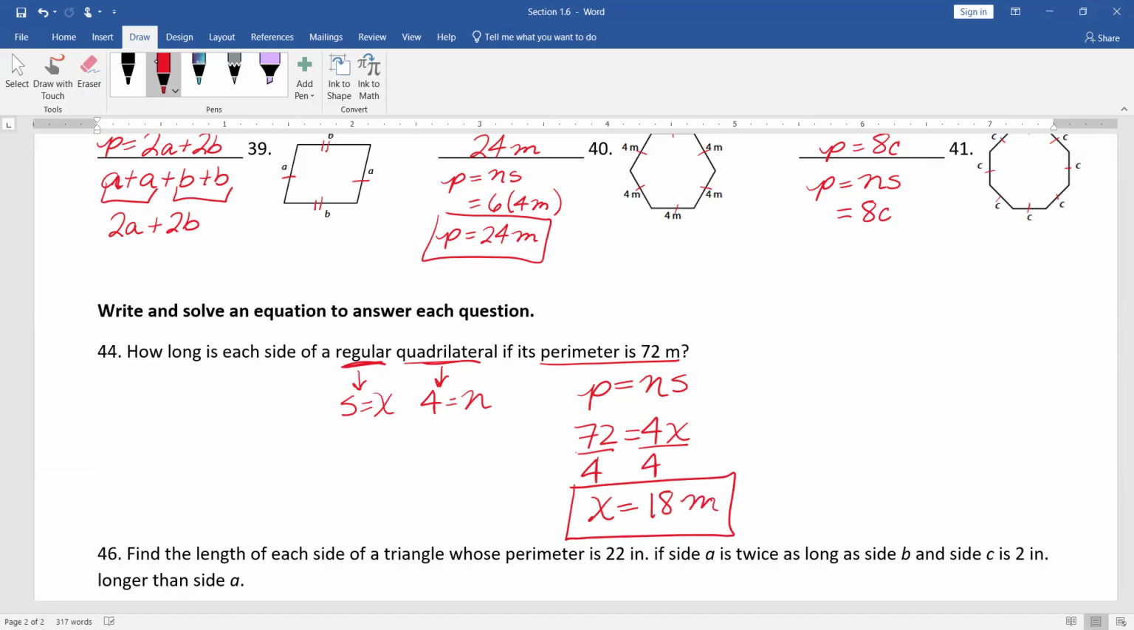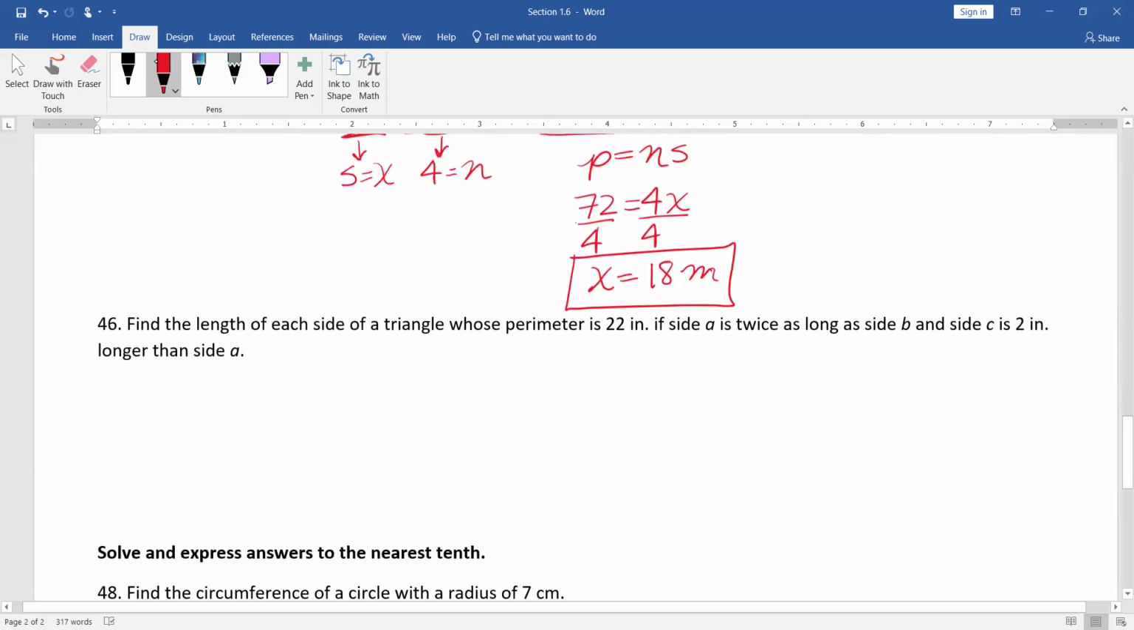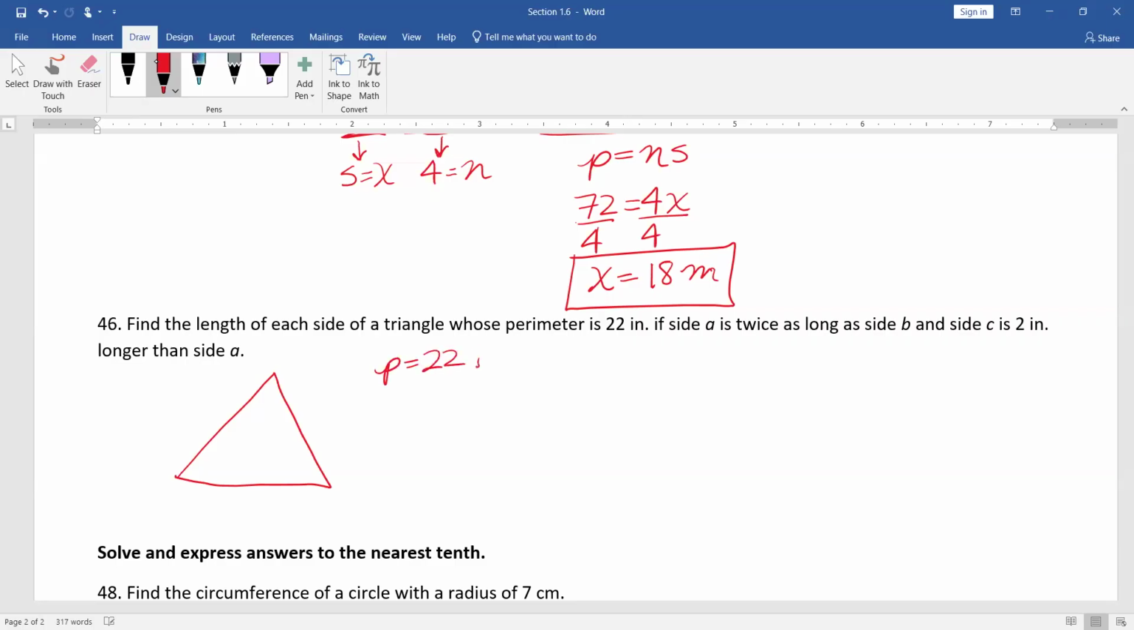So each side has a length of 18 meters. Okay, find the length of each side of a triangle whose perimeter is 22 inches. Okay, hold on. I'm just going to draw a triangle. We're not going to worry about being to scale at this point. We know that its entire perimeter is 22 inches.